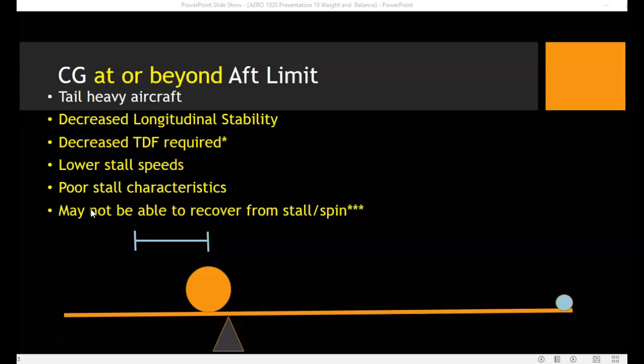And because it's at a low angle of attack, it's generating less load, and less load leads to lower stall speeds. A tail-heavy aircraft, though, has poor stall characteristics. Because the aircraft is tail-heavy, the pilot may not be able to push the nose down to recover from a stall or a spin.